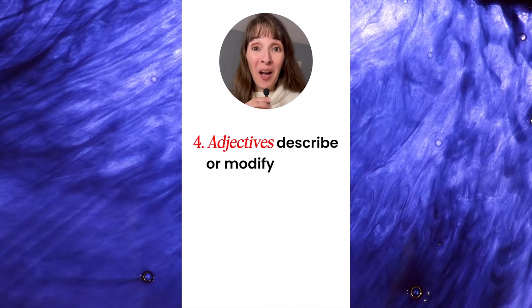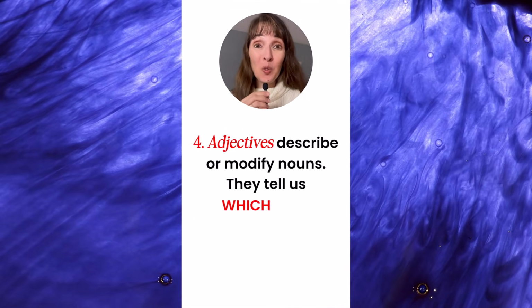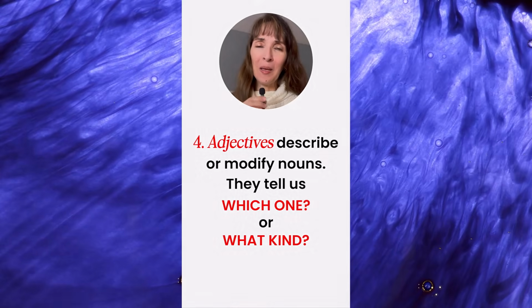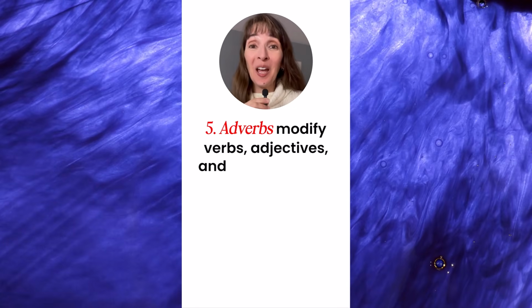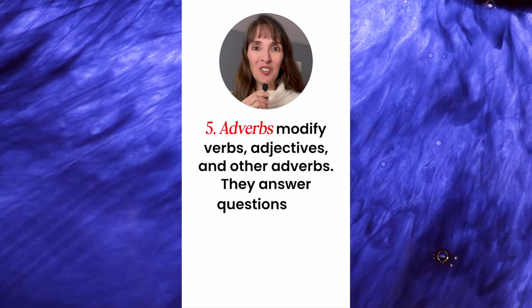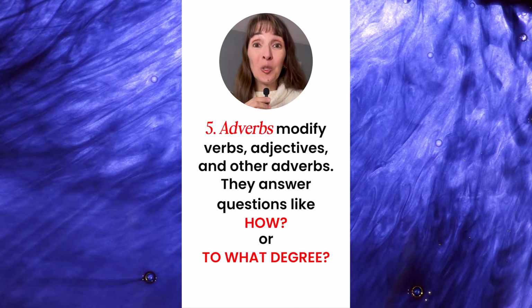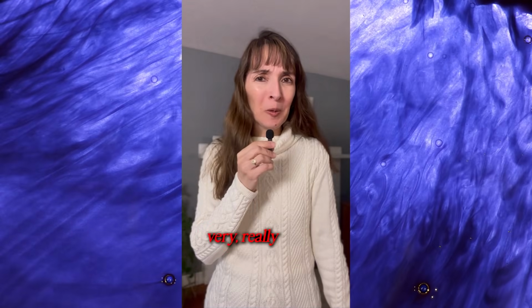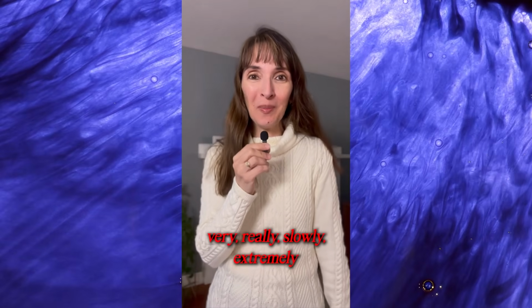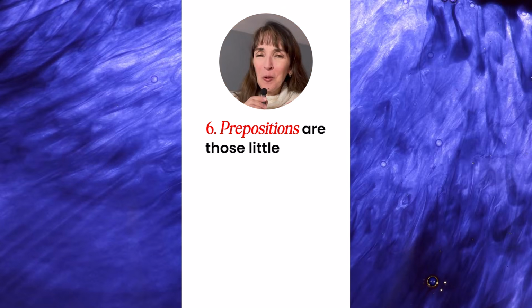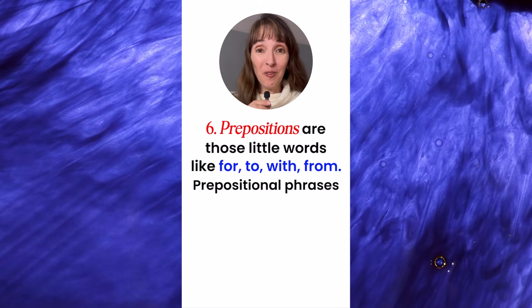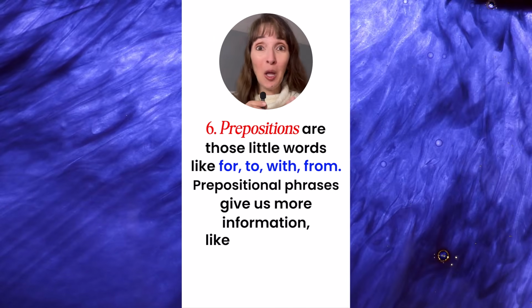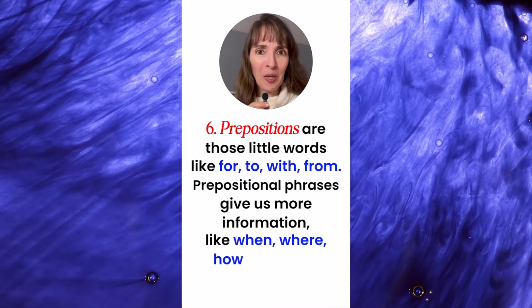Adjectives describe or modify nouns. They tell us which one or what kind. Big, helpful, successful. Adverbs modify verbs, adjectives, and other adverbs. They answer questions like how or to what degree. Very, really, slowly, extremely. Prepositions are those little words like for, to, with, from. Prepositional phrases give us more information like when, where, how, and why.